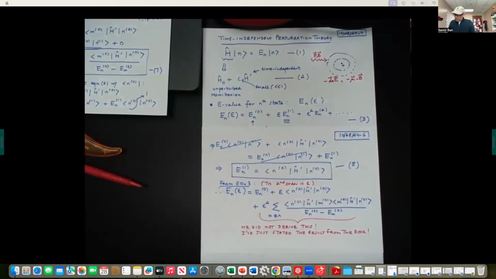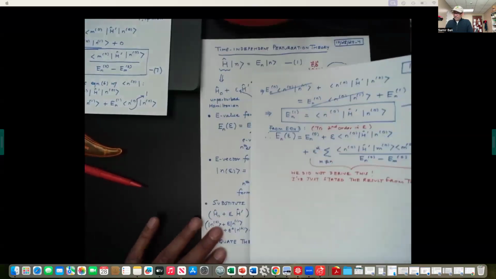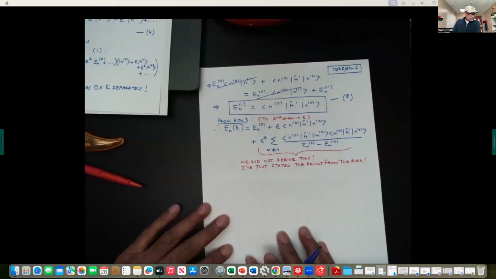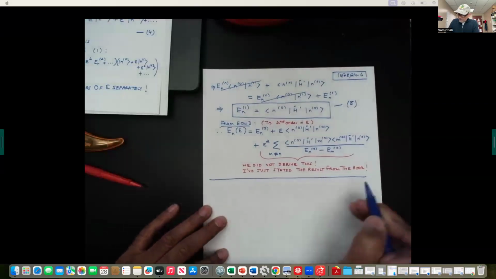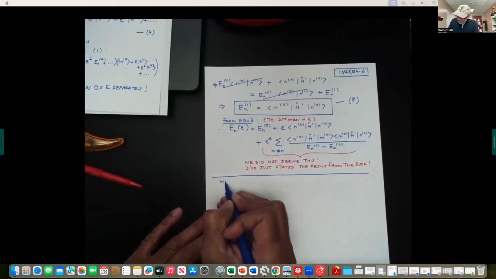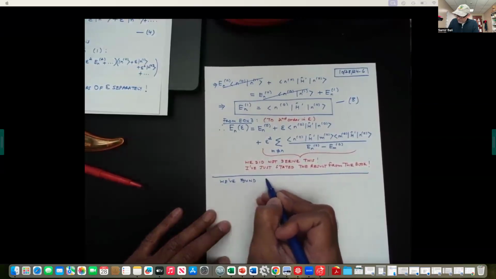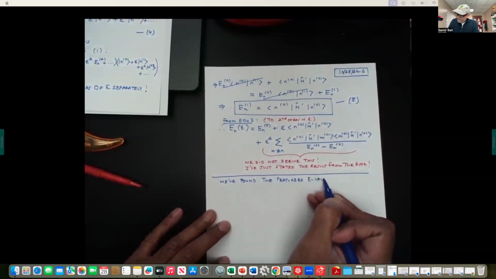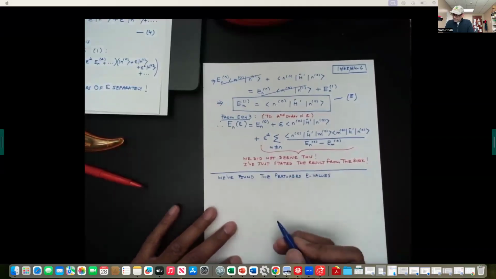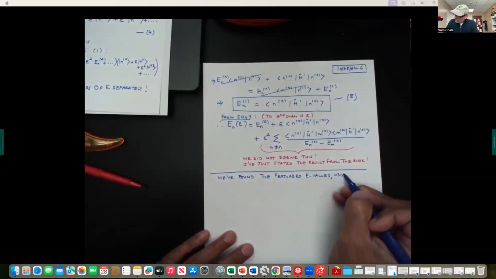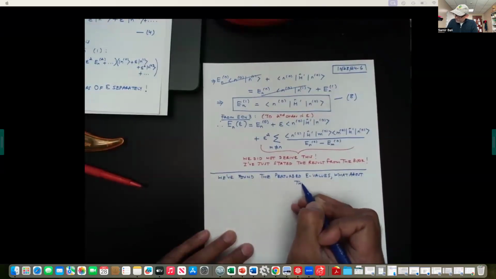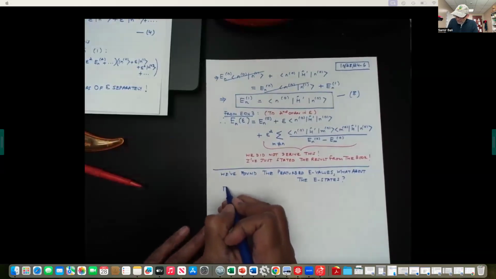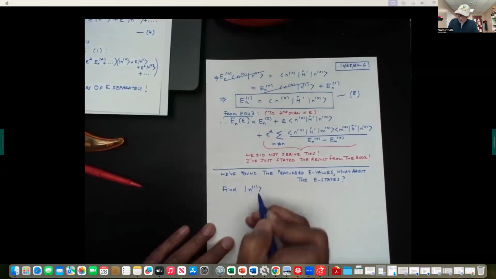All right. So we got the eigenvalue, but what about the eigenstate? Let's just do the first order correction to the eigenstate. So we've found the perturbed eigenvalues for the n states, right? What about the eigenstates? So let's just do the first correction. So find the first order correction.